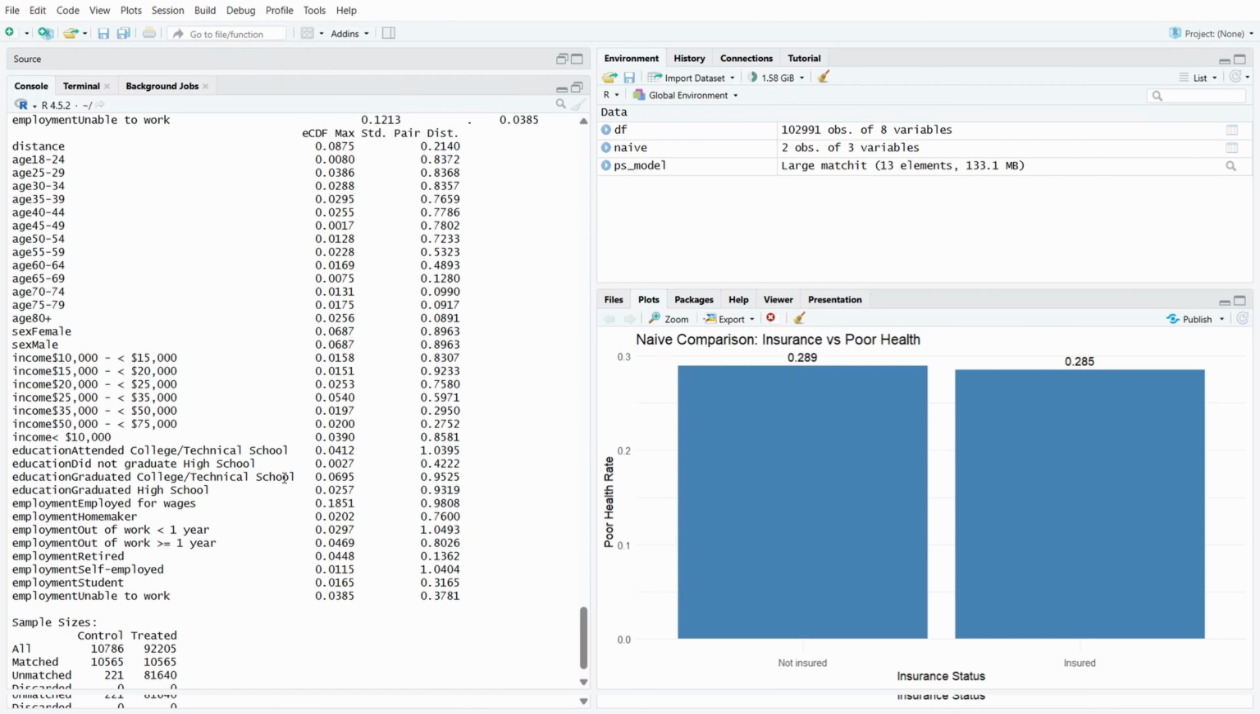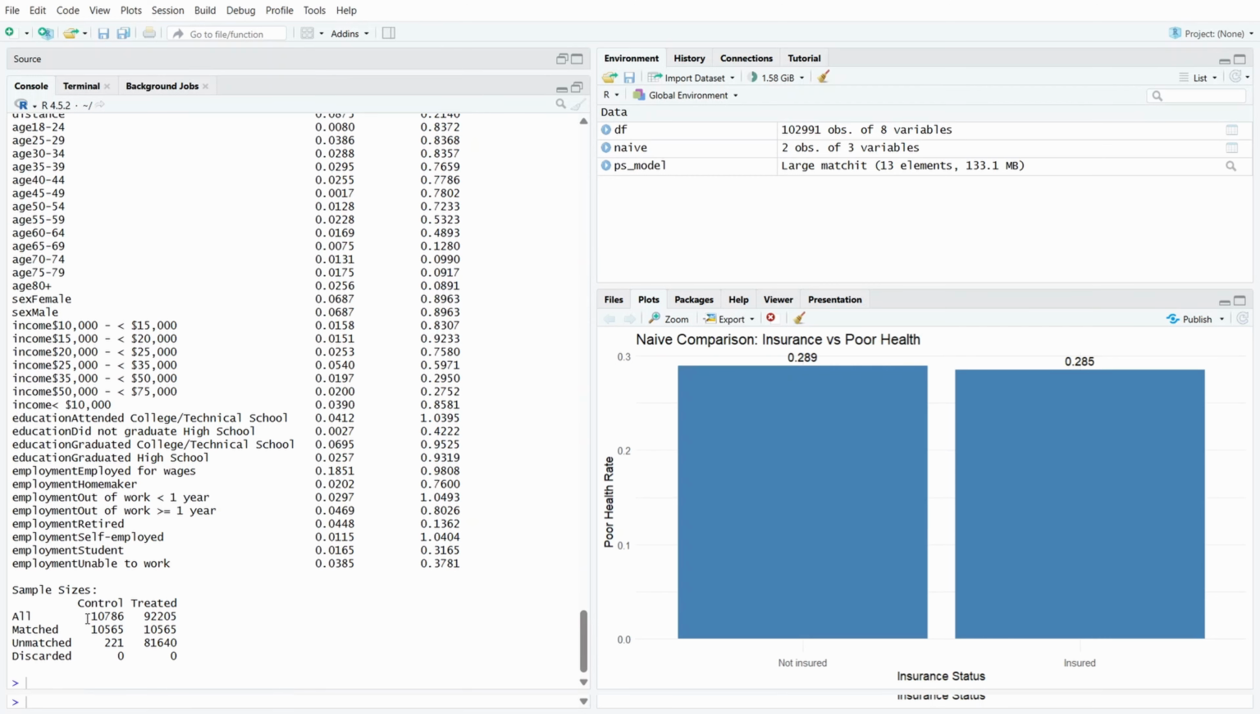Finally, we examine the sample sizes. Before matching, the dataset contained 92,205 insured respondents and 10,786 uninsured respondents. After matching, we retain 10,565 insured respondents and 10,565 uninsured respondents. This means the final matched sample is perfectly balanced in terms of group size.